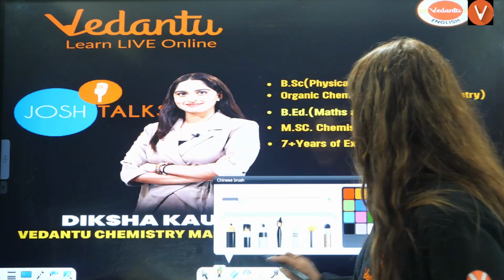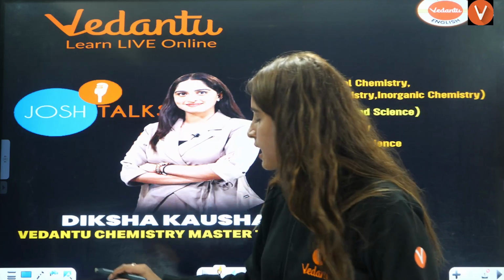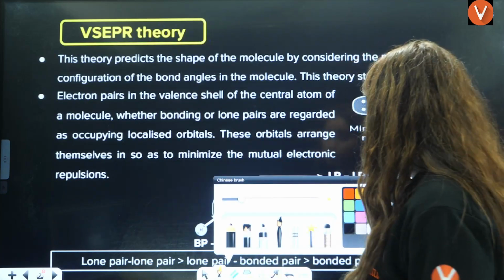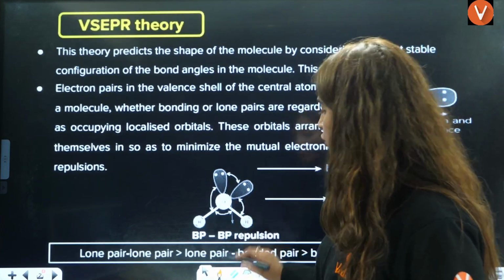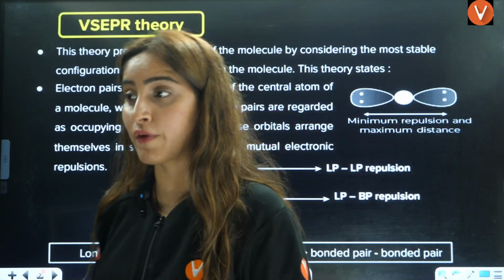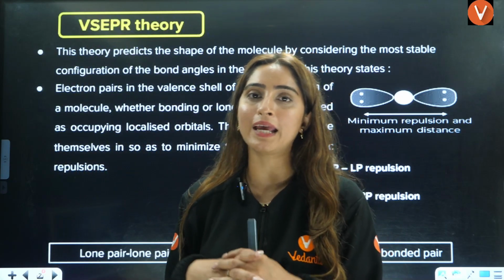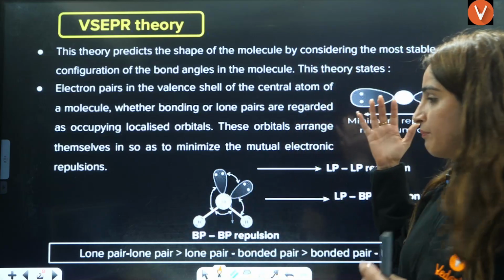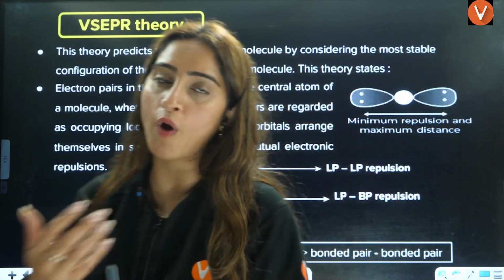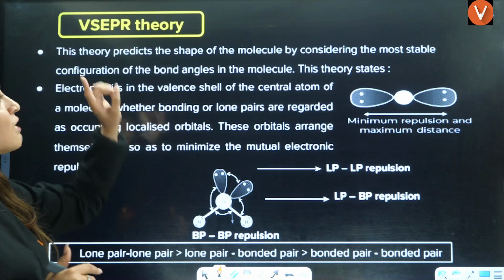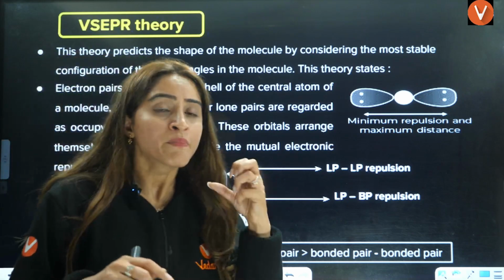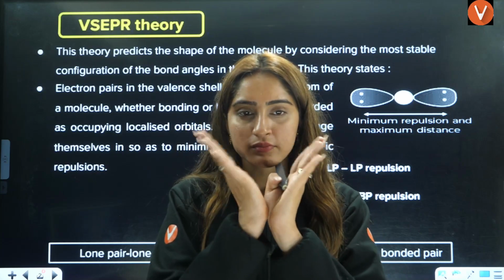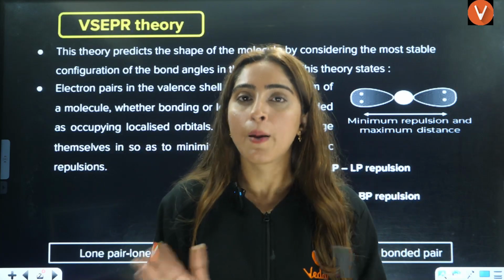Okay, so first thing first, let us talk about the VSEPR theory. VSEPR theory is nothing but how chemical bonds are making, how we are making the chemical bonds. So VSEPR theory states that because lone pairs are unshared electrons, they have a kind of repulsion between them.